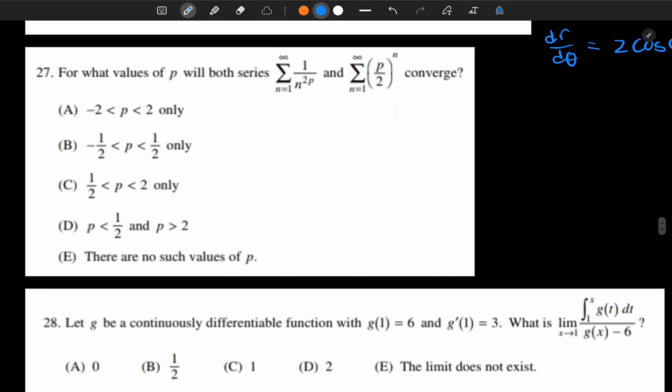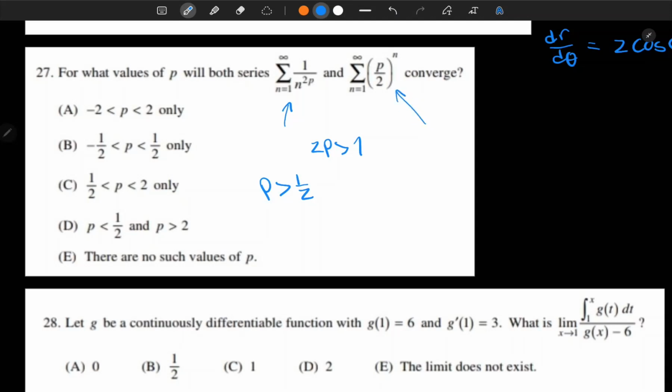Next, for what values of p will both of these series converge? Let's look at each series individually. We know that this series converges so long as 2p is greater than 1. So we see that p just has to be greater than 1/2. That's all we need.